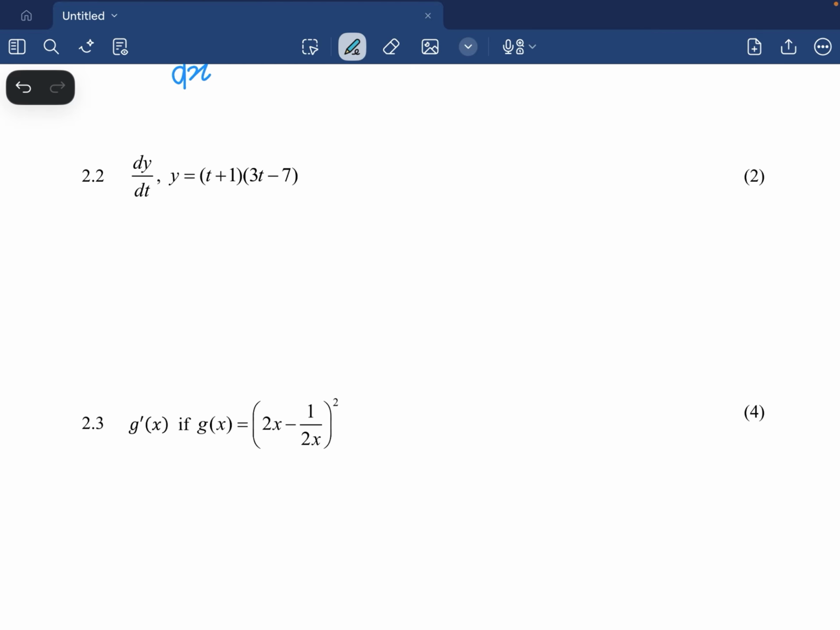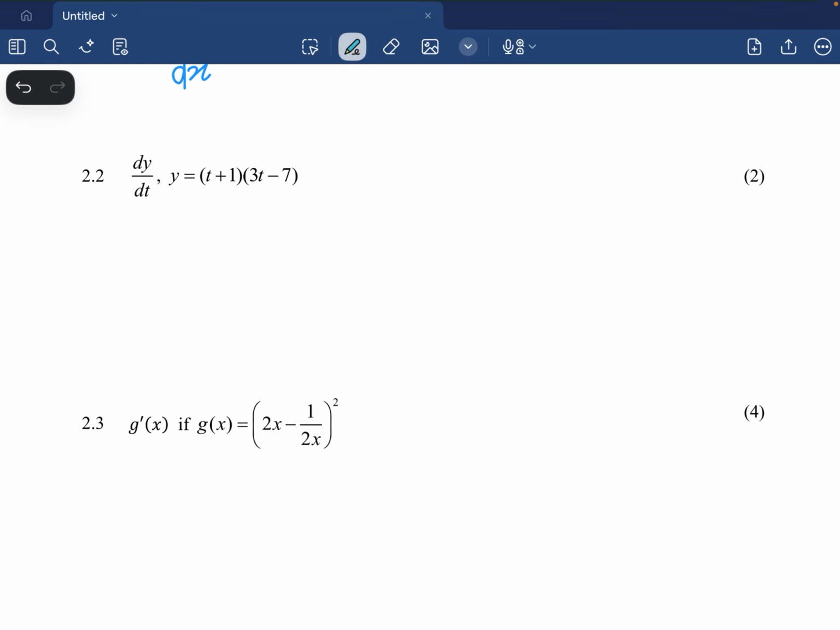Now moving on to 2.2. So this one here says that we must differentiate y with respect to t. So we are going to check whether we have t as a denominator. We check whether we have t inside a radical sign, and we check that the expression is simplified. But when you look at this expression here, it's not simplified. And if it's not simplified, it means that we must simplify it first before we differentiate.